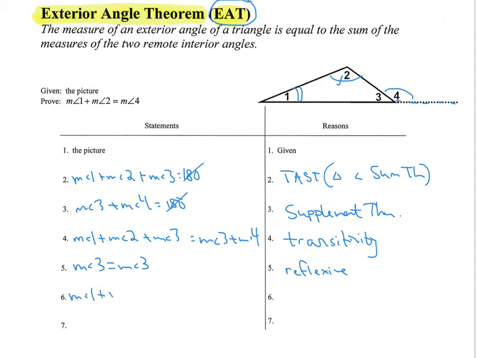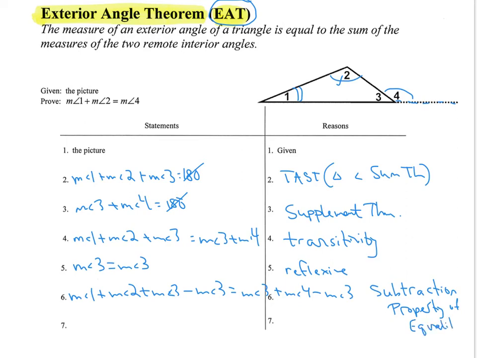Measure of angle 1 plus the measure of angle 2 plus the measure of angle 3, minus the measure of angle 3, equals the measure of angle 3 plus the measure of angle 4 minus the measure of angle 3, and that is by the subtraction property of equality. Subtracting gives us the measure of angle 1 plus the measure of angle 2 equaling the measure of angle 4, and that's just by subtraction. Subtracting, and we've just proved EAT.